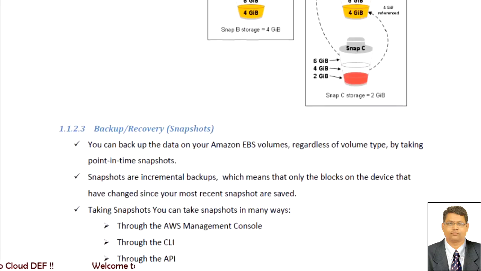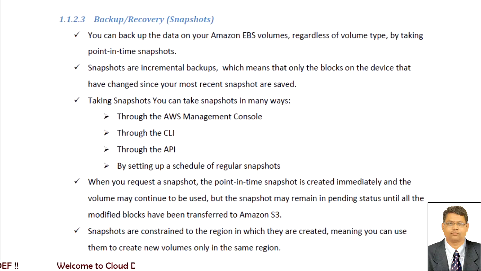1.1.2.3 Backup/recovery, snapshots. You can back up the data on your Amazon EBS volumes, regardless of volume type, by taking point-in-time snapshots. Snapshots are incremental backups, which means that only the blocks on the device that have changed since your most recent snapshot are saved. Taking snapshots: you can take snapshots in many ways, through the AWS Management Console, through the CLI, through the API, or by setting up a schedule of regular snapshots. When you request a snapshot, the point-in-time snapshot is created immediately and the volume may continue to be used, but the snapshot may remain in pending status until all the modified blocks have been transferred to Amazon S3.